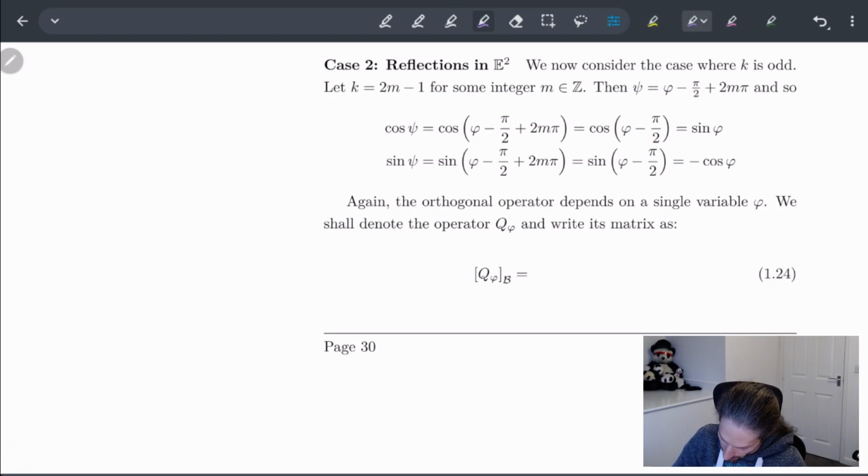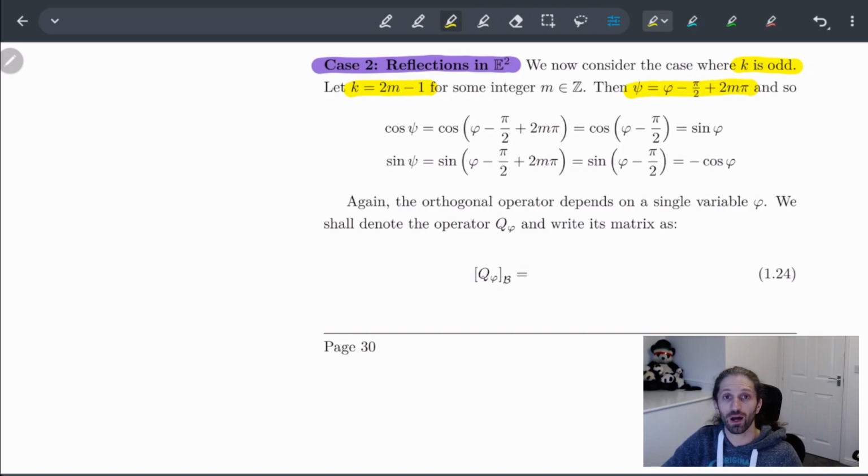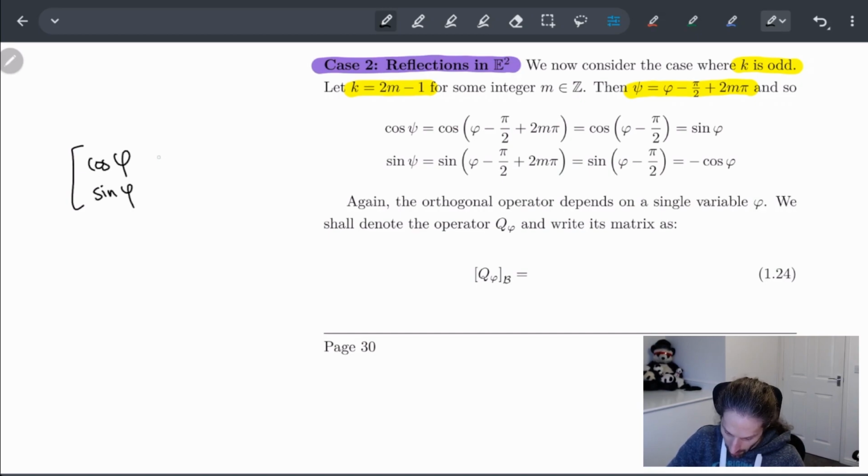So here we're going to have when things are reflections. Let's go back and recall some of the things. Here we're saying k is odd. In other words, k is equal to 2m minus 1. If you remember, what this is basically saying is my psi is equal to phi minus pi over 2 plus 2m pi. And the matrix we were using to remind ourselves was the matrix of cosine of phi, sine of phi, cosine of psi, sine of psi.